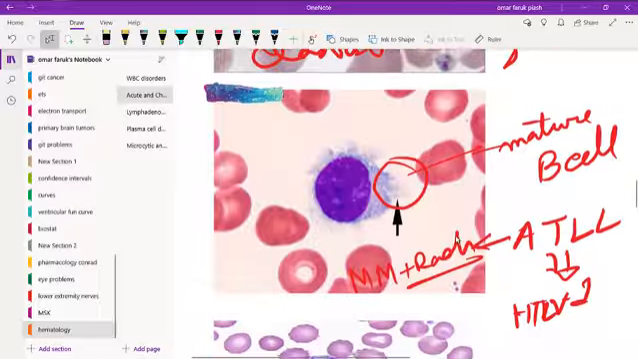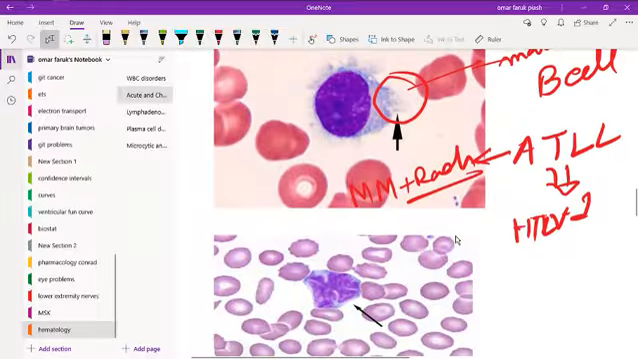Now the last thing: this is a picture of mycosis fungoides. This is cerebriform nuclei. This is also a neoplastic proliferation of the mature T cell infiltrating the skin. If there is aggregation of neoplastic cells in the epidermis, it is called Pautrier microabscess.